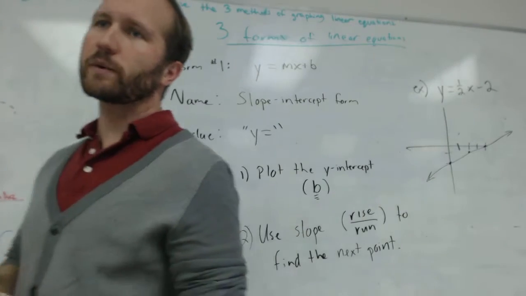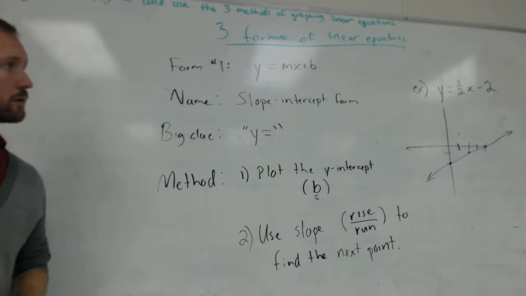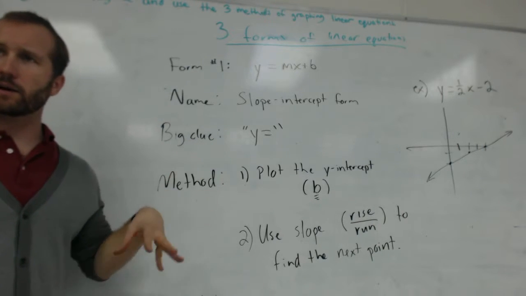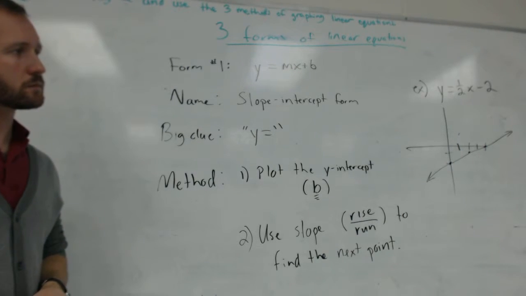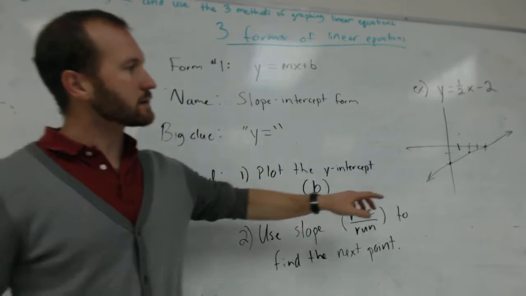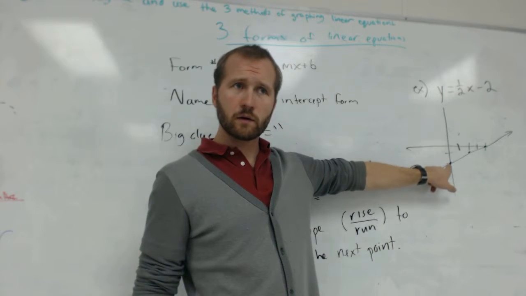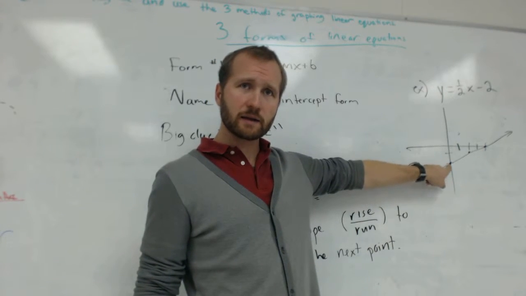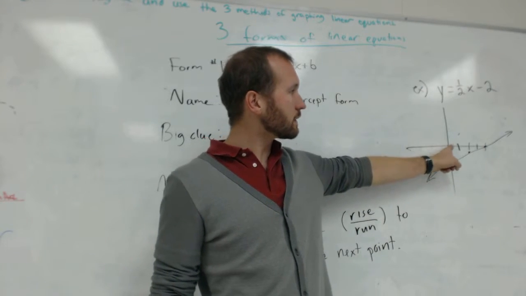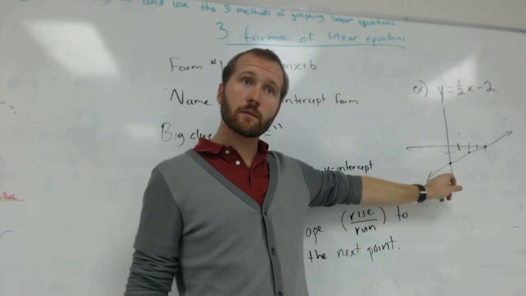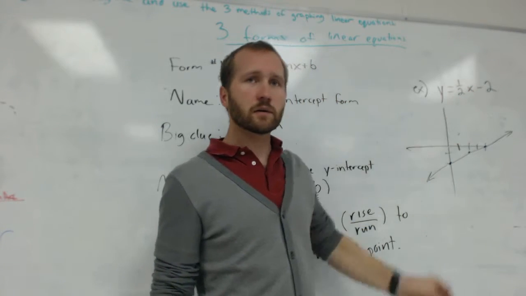Questions about slope-intercept form and how you use that to graph? No? I think this is the easiest one. For me, this is the easiest one. What is the x value at this point right here? The y is negative 2. What's the x? x is 0. Right? So here, this point is 0, negative 2.